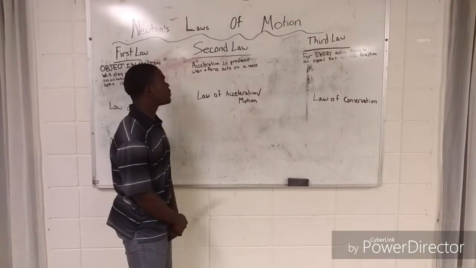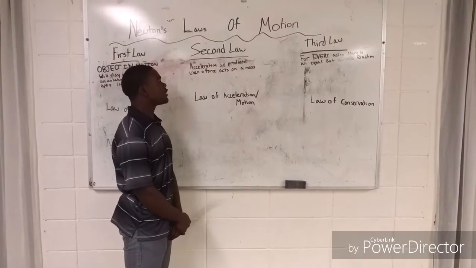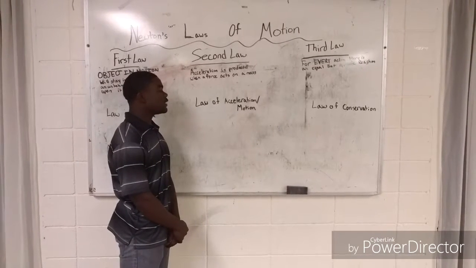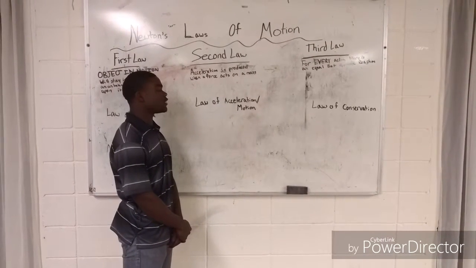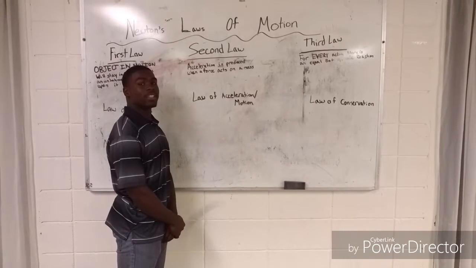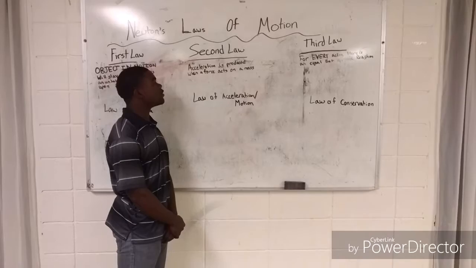On to the second law. The second law states acceleration is produced when a force acts on a mass. This law is called the law of acceleration or motion, mainly because it talks about exactly what is needed for an object to move.